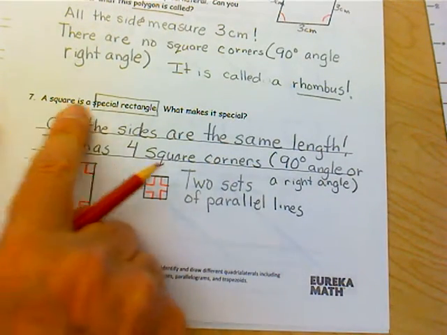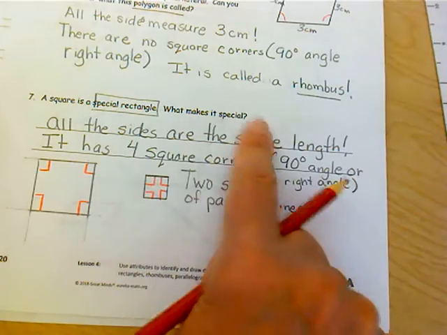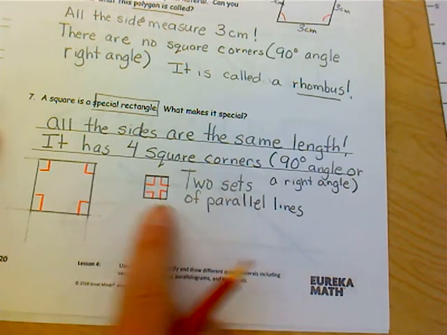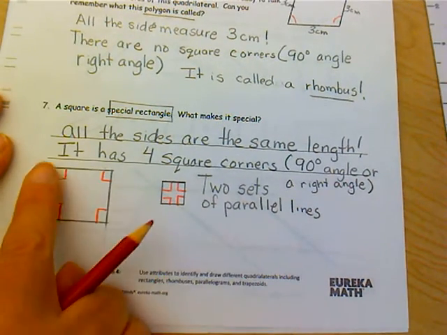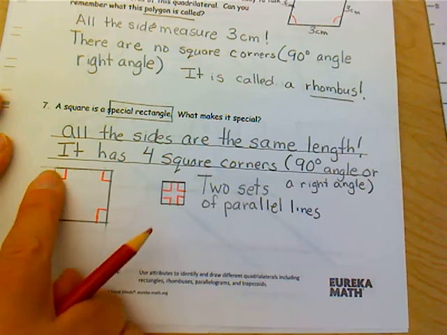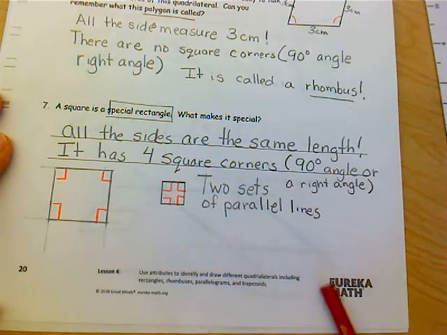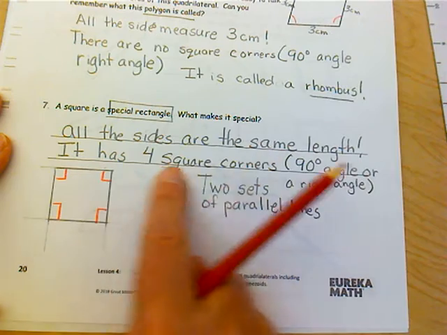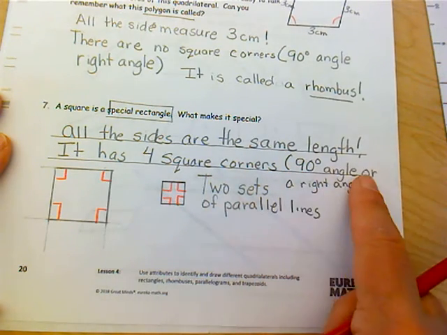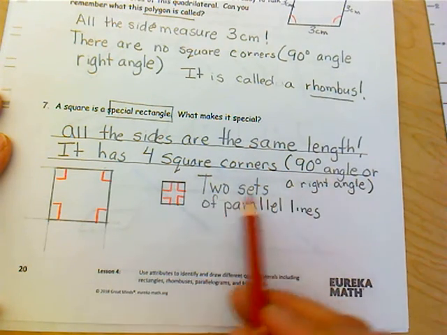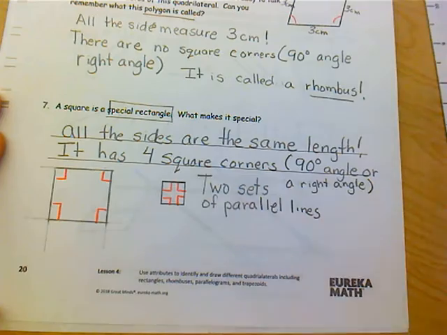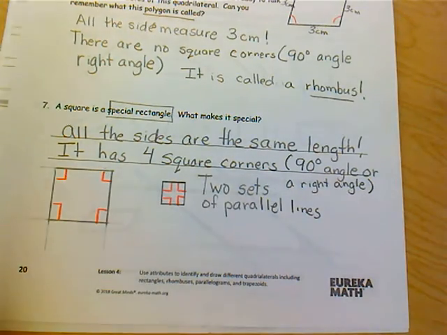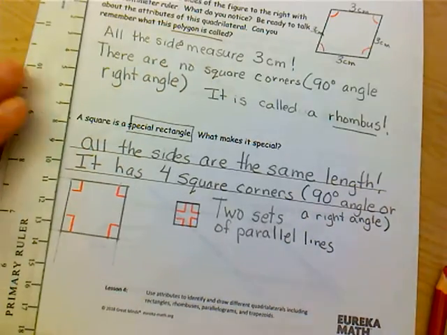Okay, now let's take a look at a square is a special rectangle. And what makes it so special? Well, I drew two squares. Each of the sides need to be the same length. I did a big one and a small one. So all the sides have to be the same length. It has 4 square corners and right angles. It also has 2 sets of parallel lines. I'm going to just show those little parallel lines just because.